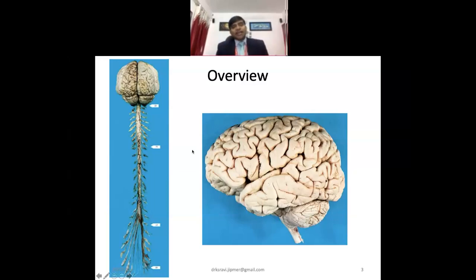So for lumbar puncture, in children the preferred site is between L4 and L5, whereas in adults the preferred site is between L3 and L4. Why? Because of the length of the spinal cord, right? In adults, I said it extends up to L1, whereas in children it extends up to L3. So just to avoid injury, in children we perform lumbar puncture between L4 and L5, whereas in adults we perform it between L3 and L4.